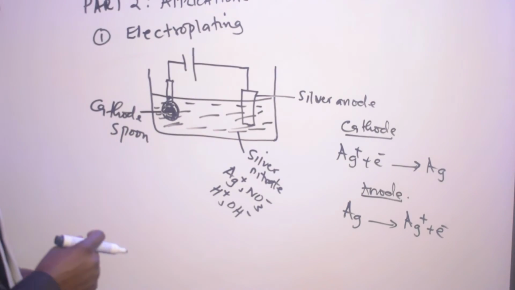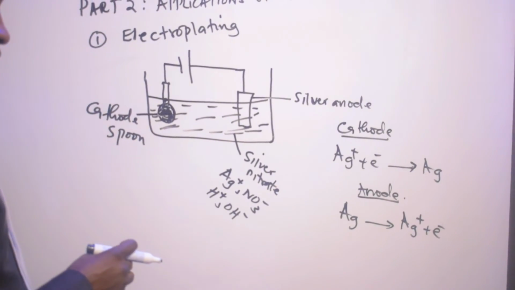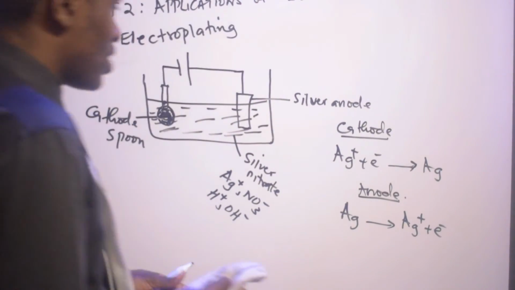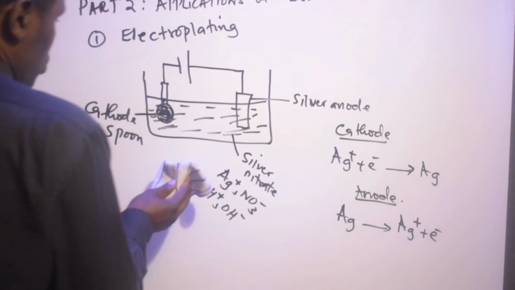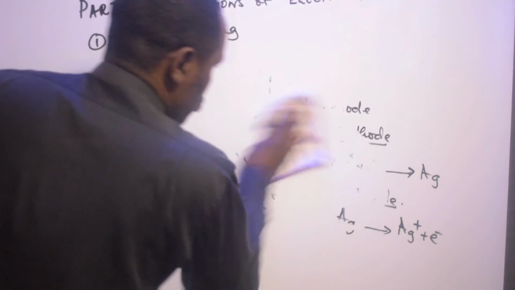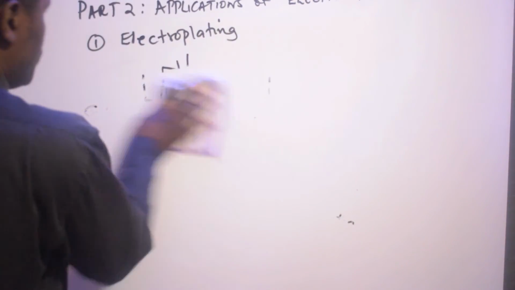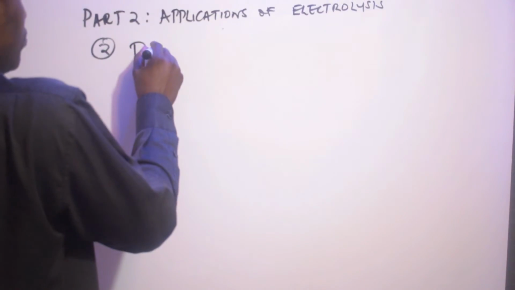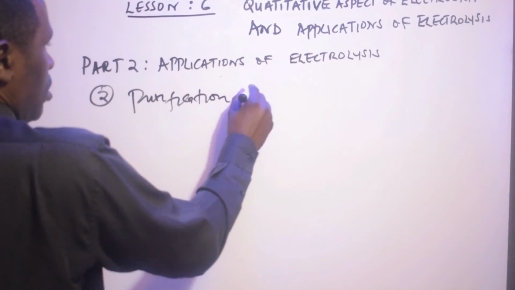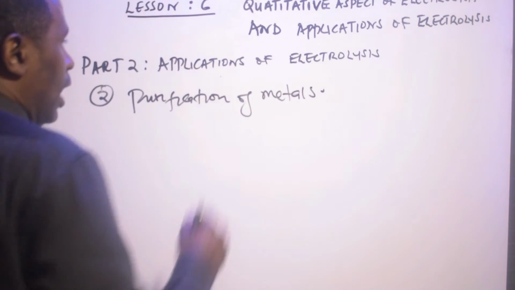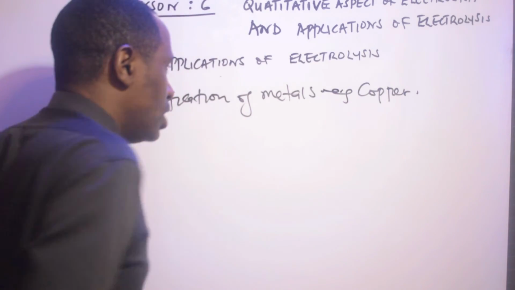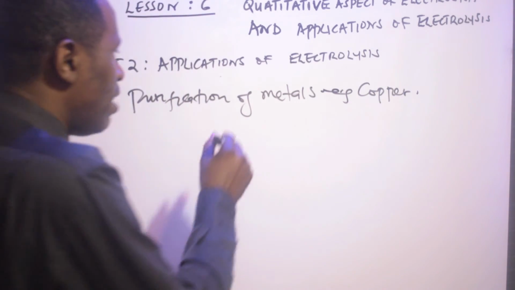Now, let me discuss the second application here, and this one is the purification of metals. Number two, purification of metals. For example, copper. E.g. copper metal. Now, how do I purify? If I have an impure metal.